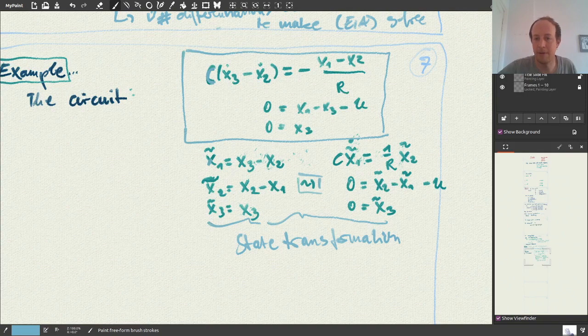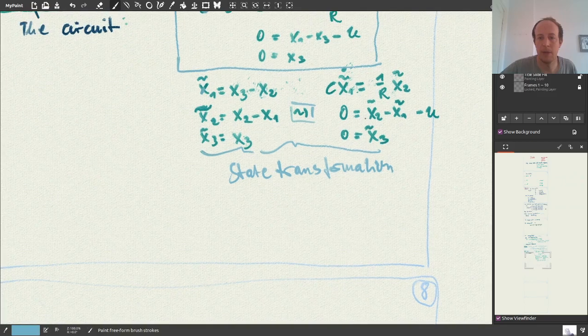So here we will have C x1 dot tilde is 1 over R x2 tilde. Here this difference we have to replace accordingly, and this will give us x2 tilde minus x1 tilde minus u, and this stays as it was. And this will give us the E matrix. So the E matrix will look like C 0 0 0 0 0 0 0 0.